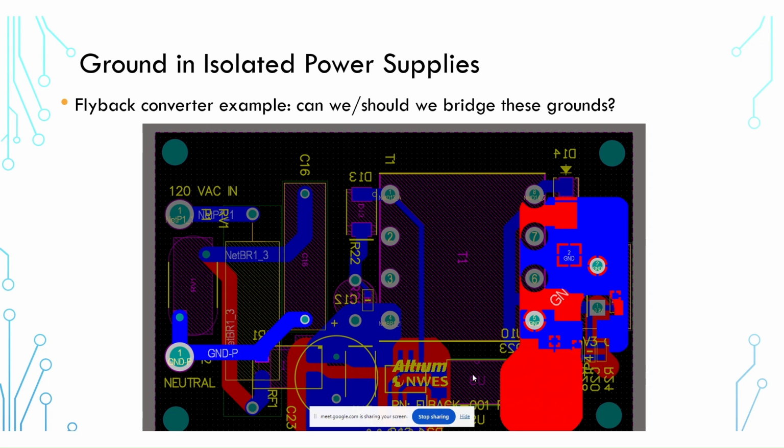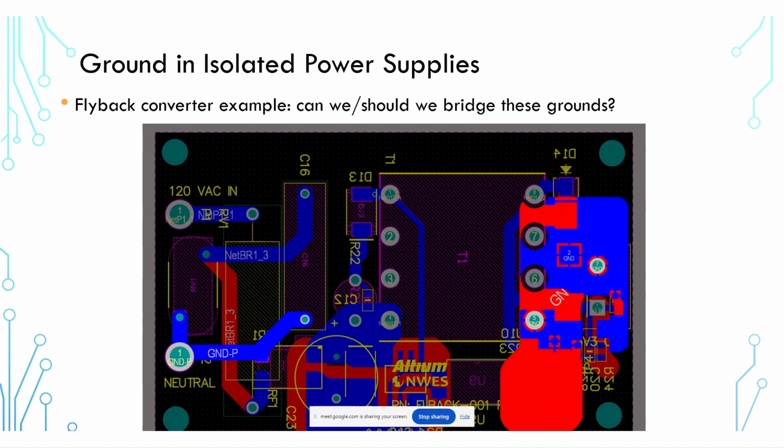So U9 being an optical coupler, it doesn't require a ground to be bridged across these two sides. It's basically just using light to connect a signal from the right side over to the left side. So the question then becomes, can we or should we ever bridge these two grounds?